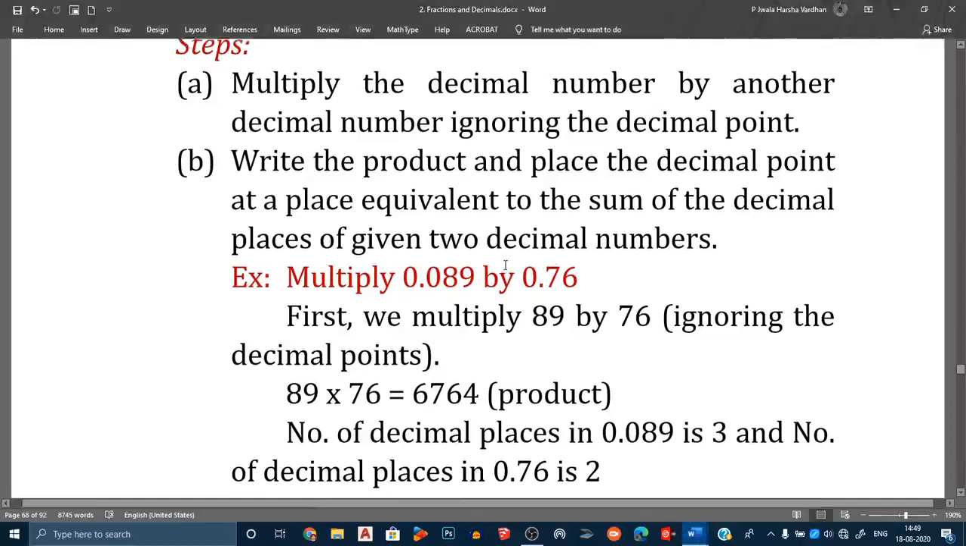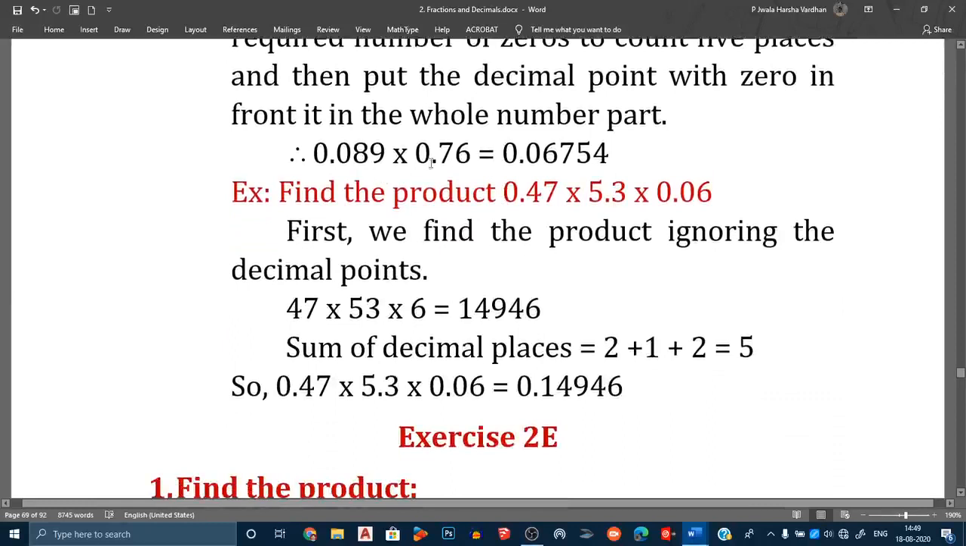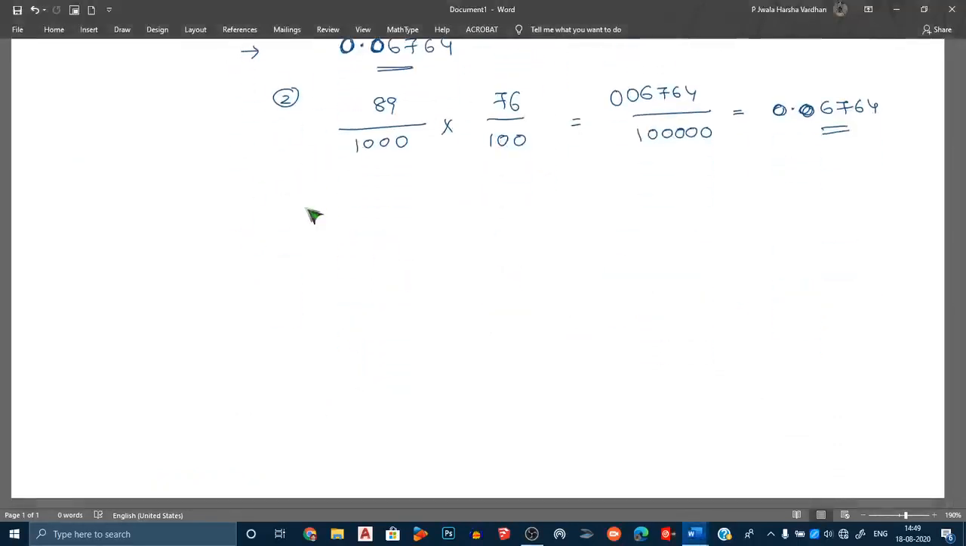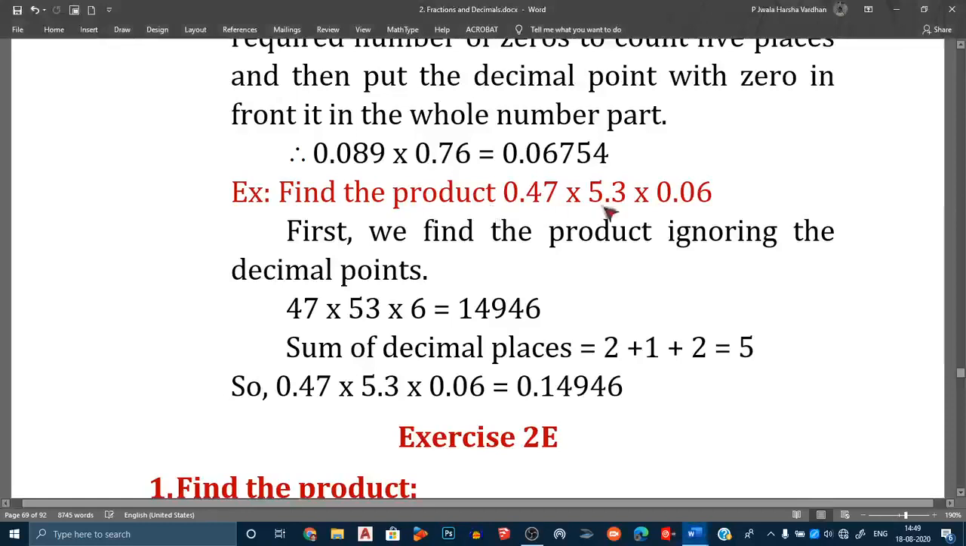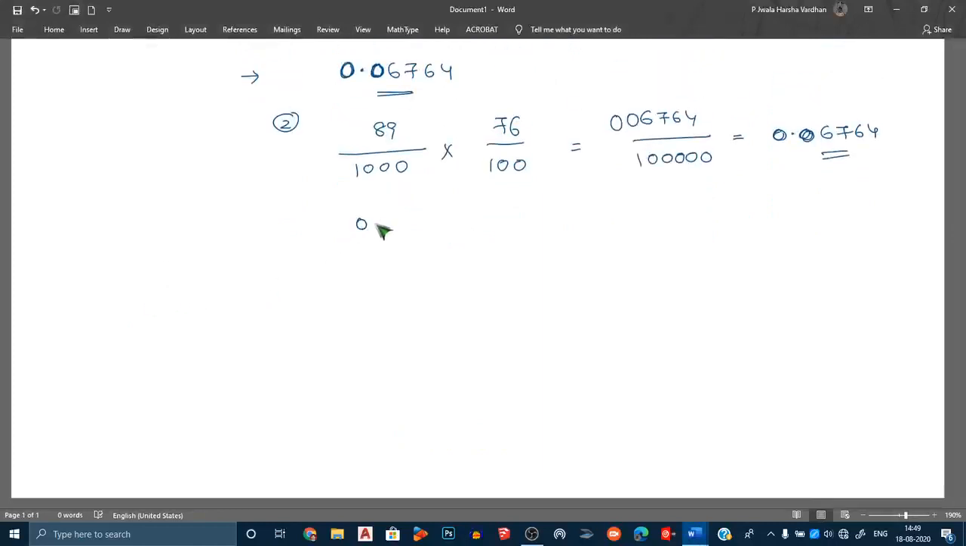So next, the same procedure you can use for 3 numbers also. This is only 2 numbers. If the problem is given in the form of 3 numbers, like this, 0.47 into 5.3 into 0.06. So now you can use both the methods.